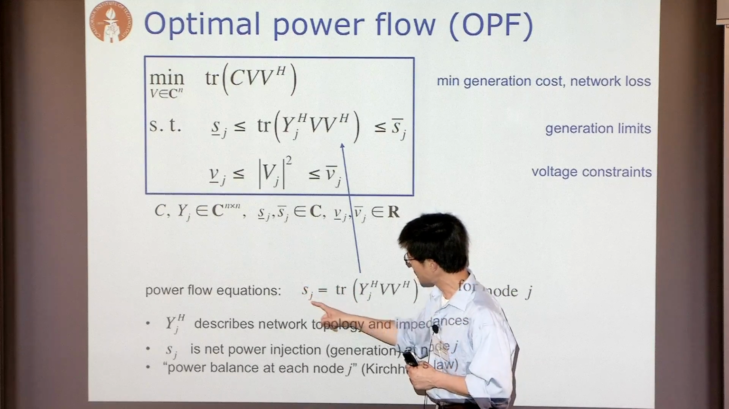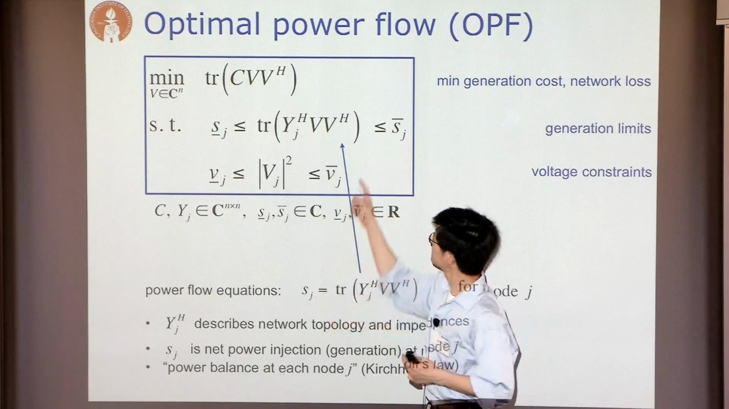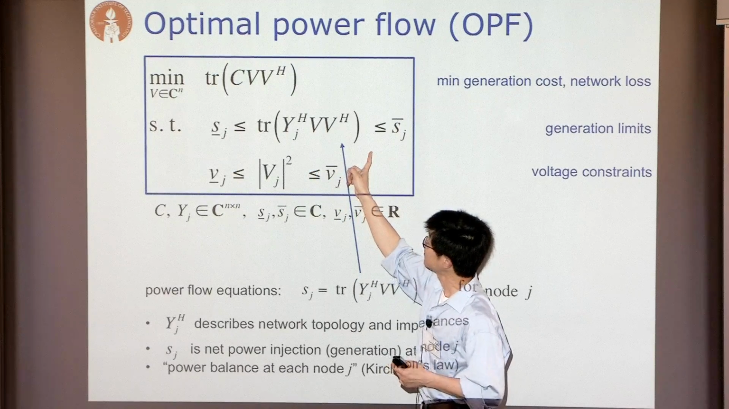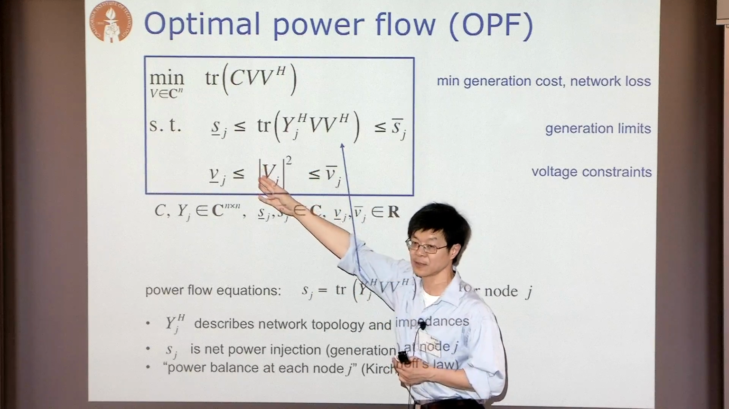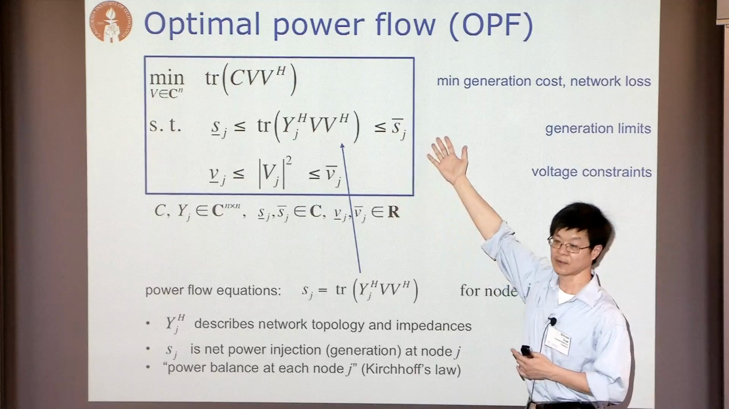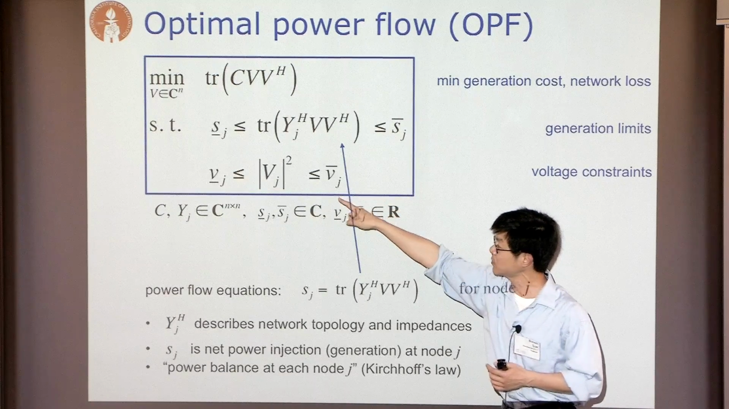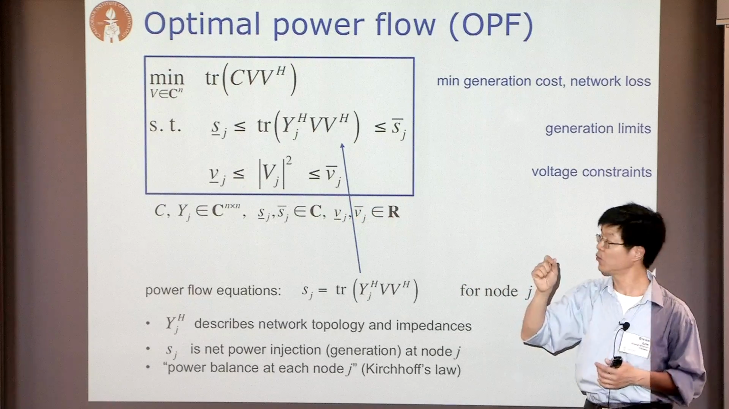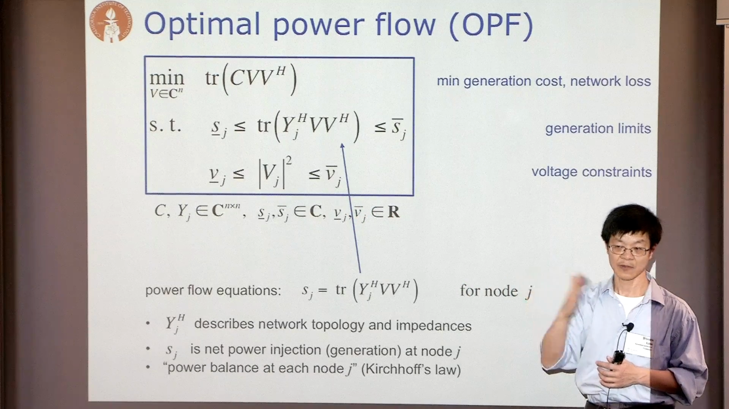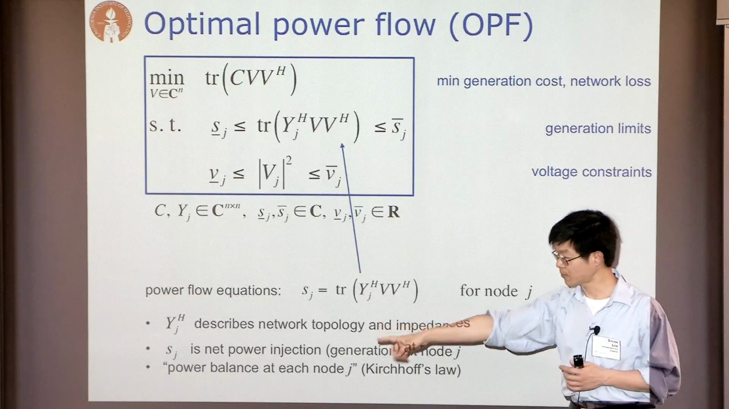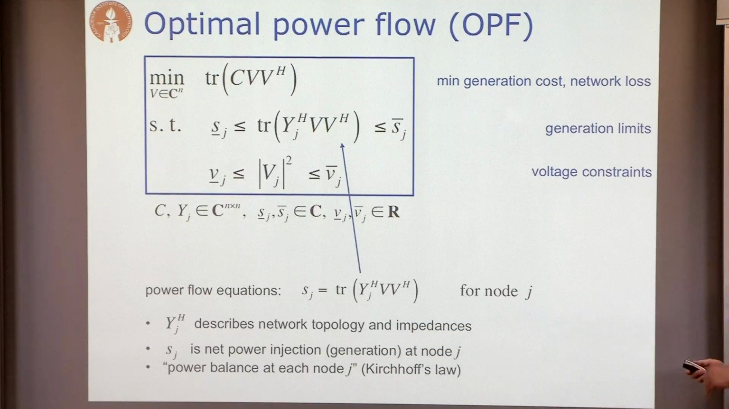So S_j, if you think of this as a generator, then this inequality simply says the generator has a certain capacity, lower bound which could be 0, and some finite upper bound. And then this constraint says that the voltage magnitude must be within, say, 5% of its nominal value. So 120 volt here, plus or minus 5%. So that's the basic structure of OPF.